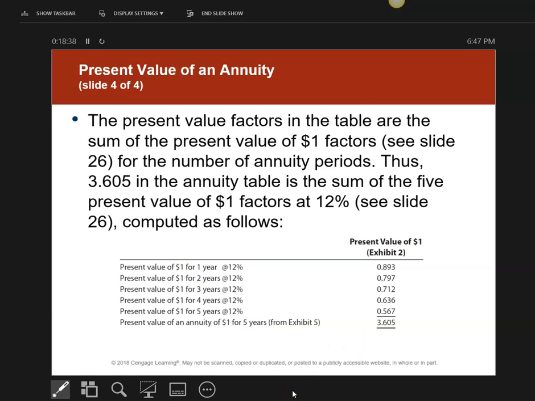So this concludes the method using the present value of time or concept, okay? And the next video we'll talk about the NPV and the IRR. This is just an introduction to present value concepts.